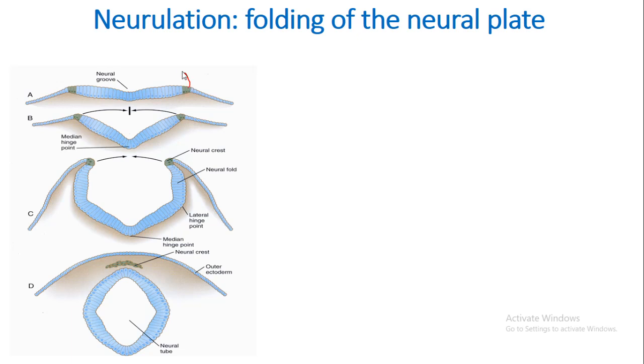So the cells on the neural fold will start moving this side. Remember, there is a notochord down there. These cells will start moving that side, and when they do, they lead to the formation of a hinge known as the median hinge. Then this side, because they keep on growing, and even this side keeps on growing, will lead to the formation of the lateral hinge point.